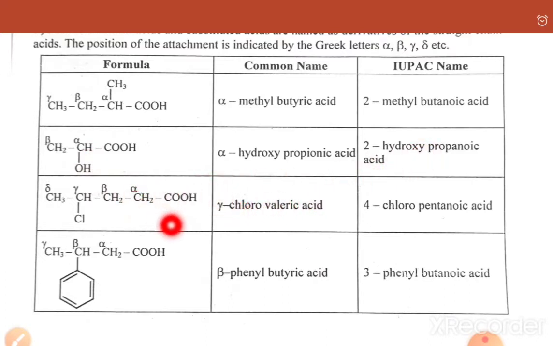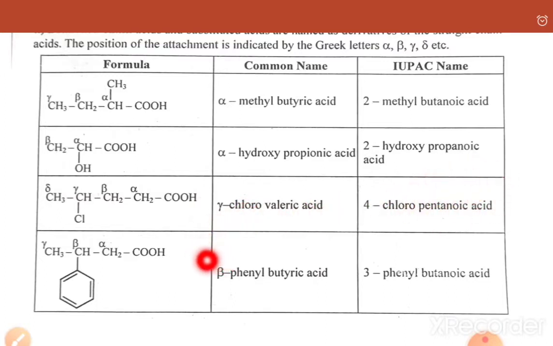Now, another example, here this is alpha, beta, gamma. At the gamma position there is chlorine, therefore the name of this compound is gamma chloro valeric acid. For the IUPAC name, first give numbering, here 1, 2, 3, 4, 5. That means 4 chloro, and 5 carbon, therefore pentane. We replace E by OIC, so 4-chloropentanoic acid.